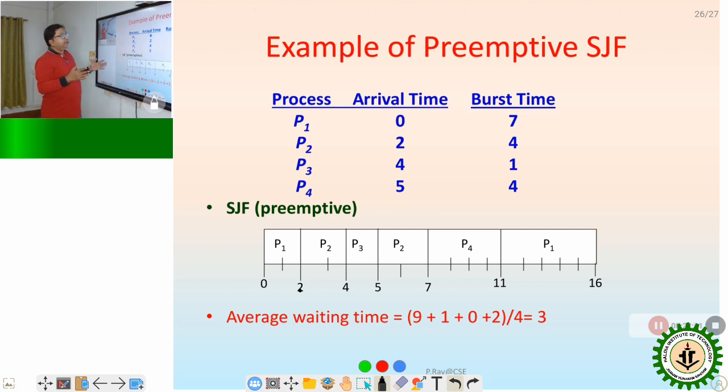Okay, so among these two, again I am telling you, in the case of SJF there are two types: one is preemptive and one is non-preemptive. This is the example of preemptive SJF, where a higher priority process can preempt a lower priority process.